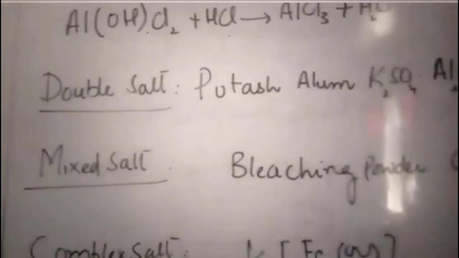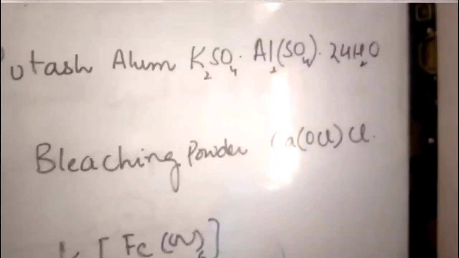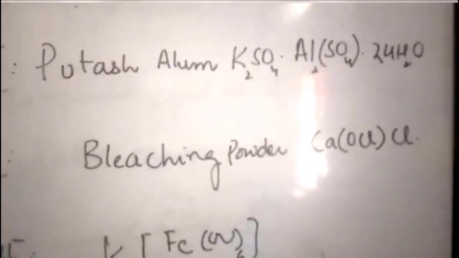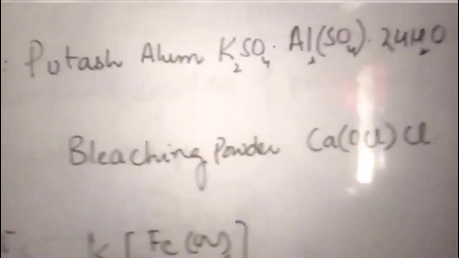The other one is a mixed salt. We simply mix chlorine with calcium hydroxide and convert it into bleaching powder. So it is a mixed salt. We just mix the oxychloride in water.